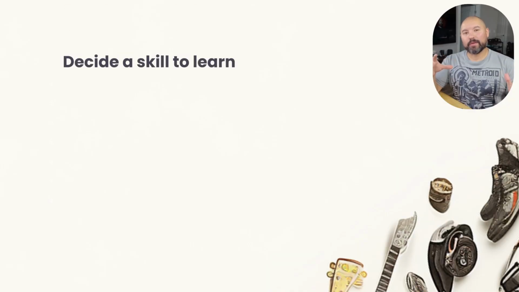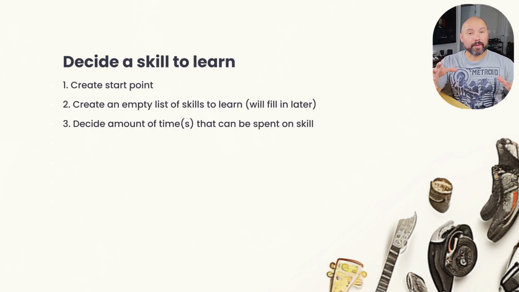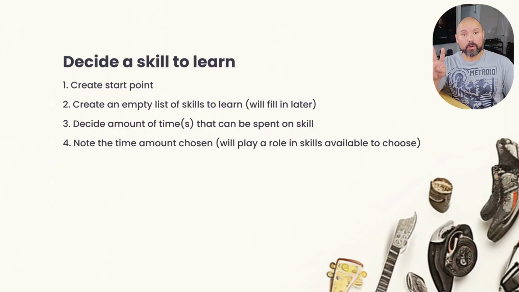Alright, step 1, we need to signify the start of our journey, deciding to choose a new skill. Step 2, we're going to need to grab some sort of list that we can write our skill options on. Step 3 is determining our time commitment. How much time can we dedicate to learning a new skill each week? Less than an hour? 1 to 3 hours? 3 or more hours? Step 4, we need to note on our list our time decision.